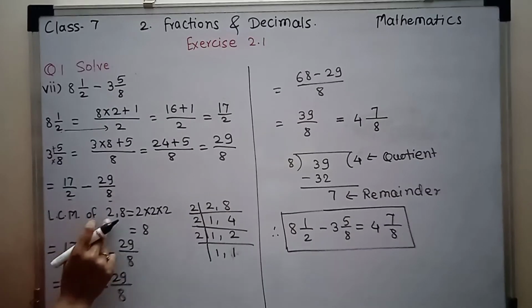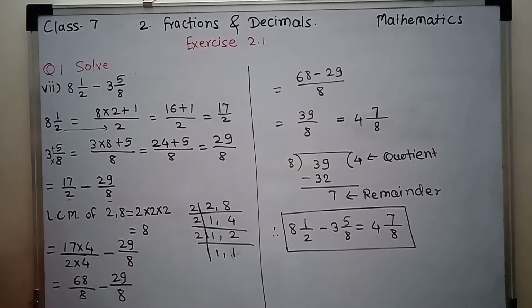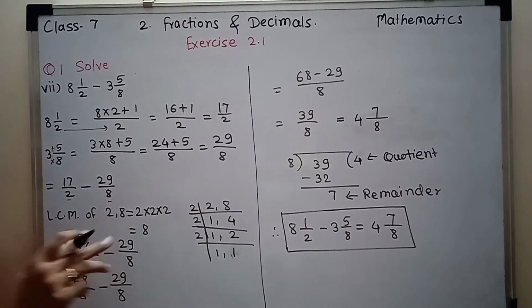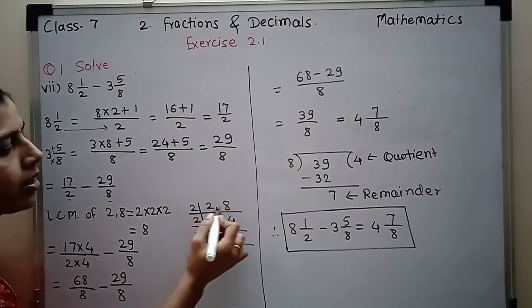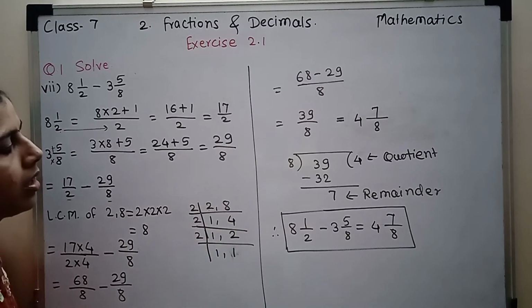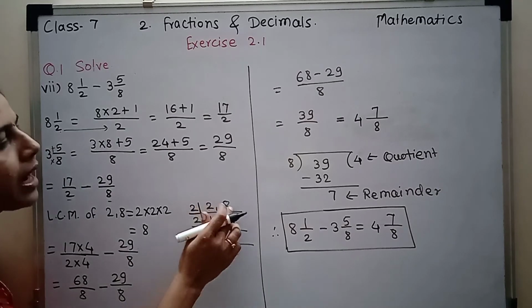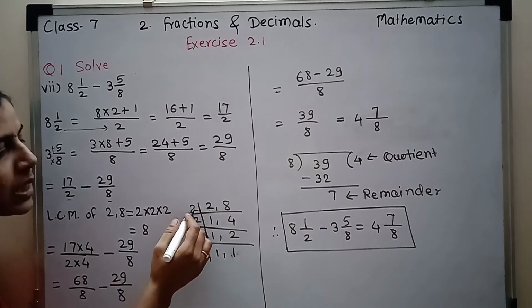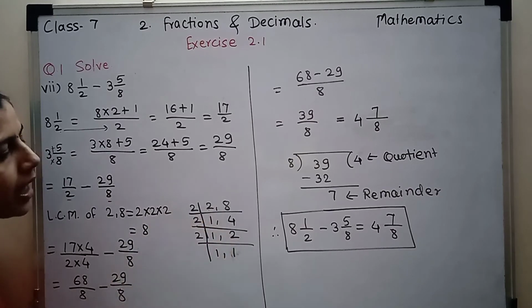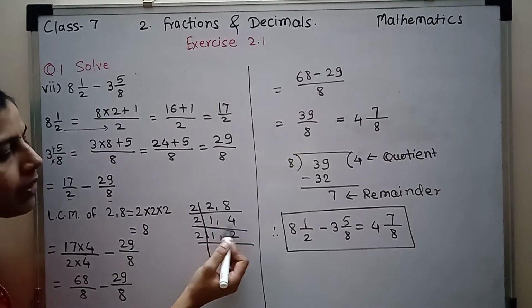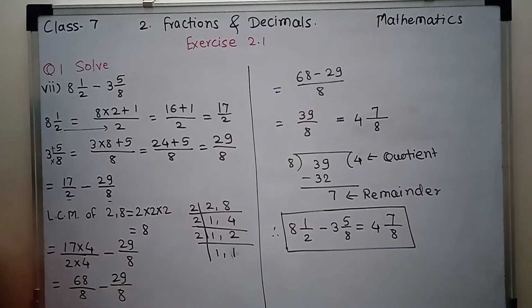So LCM of 2 and 8. Now how to calculate it? The easiest way, you can just multiply both the numbers. You can do it this way. But another way is to take the prime factors of 2 and 8. So the smallest prime factor is what? 2. So 2 1s are 2, 2 4s are 8. Next it is again an even number over here, so it can be divisible by 2. So again dividing by 2.